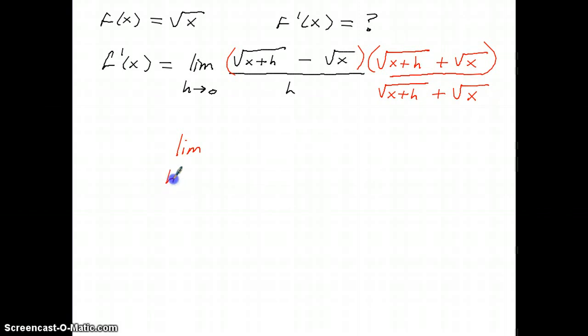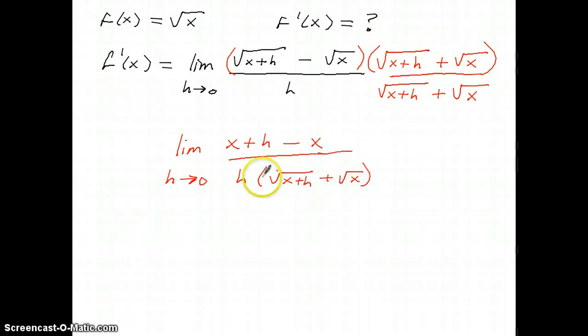And so we have the square root of x plus h times the square root of x plus h, which is going to give us just x plus h. And then we have to multiply the back there, which is going to give us a minus x. And this is all over h times the square root of x plus h plus the square root of x. And at this point here we have a minus x and a plus x. These guys cross each other off.